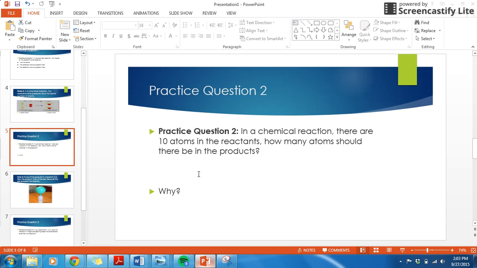Let's take a look at practice question number 2. In a chemical reaction, there are 10 atoms in the reactants, so how many atoms should there be in the products, and why?